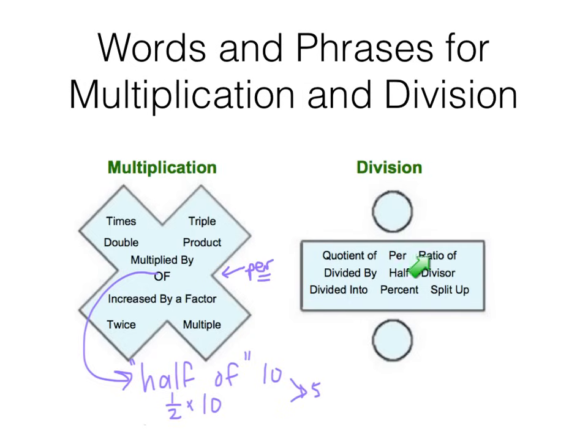The ratio of two numbers is the division of the two numbers. Divided by, literally division. Half: when you want to find half of something, you could multiply by a half, but you could also divide by 2. Divisor, divided into. Percent, we will see with percent problems we often do division, and split up. If you're splitting something up amongst a group of people, you might divide a number.